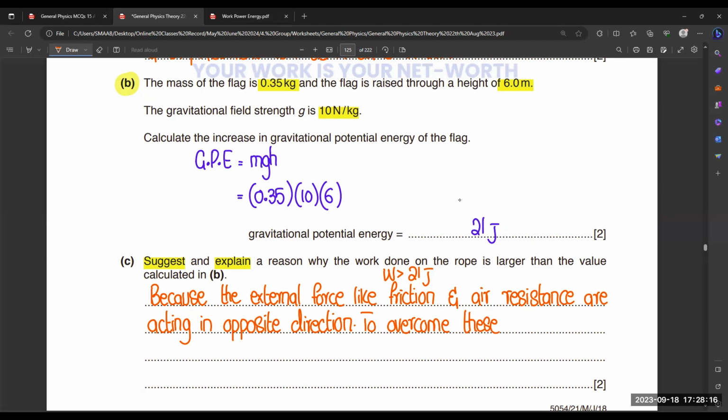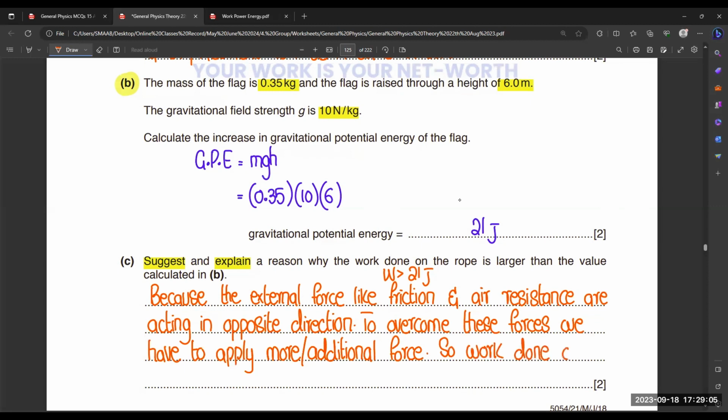So to overcome these forces, we have to apply additional force to overcome these resistive forces. So that's why your work done will be greater than 20. So the first point is the suggestion, the second part is the explanation. Yes. Okay.